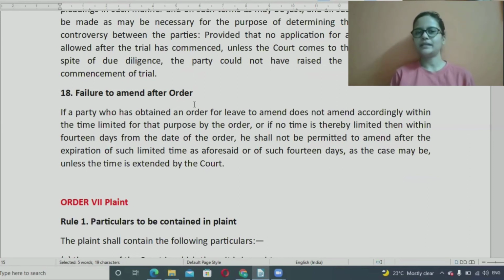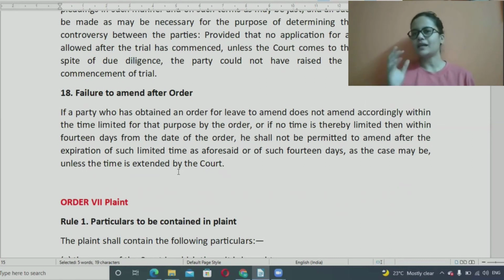Okay, failure to amend after order. If a party has taken an order for leave to amend and does not amend, the court has allowed it, saying fine, you can make the changes. The court has given some time, might be 15 days, to make the changes and submit the amended copy, but the party did not do it. Or the court did not mention a time frame, and within 14 days the party has not made the changes. In such cases, the person should not be permitted to amend after expiry of this reasonable time.